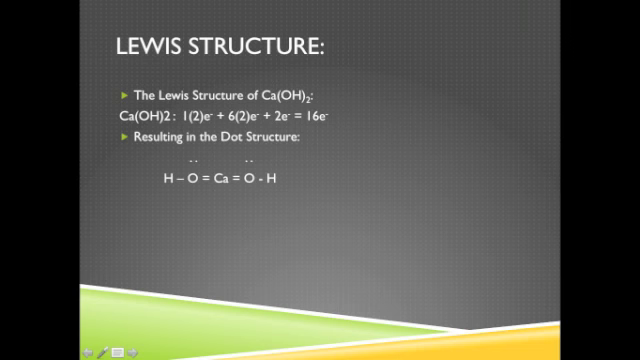The Lewis dot structure of calcium hydroxide, which is the product, comes from the combination of valence electrons between calcium, which there are only 2, so that's 2 electrons from calcium, 2 from the hydrogen atoms, and then 12 total from the oxygen, resulting in 16 valence electrons.